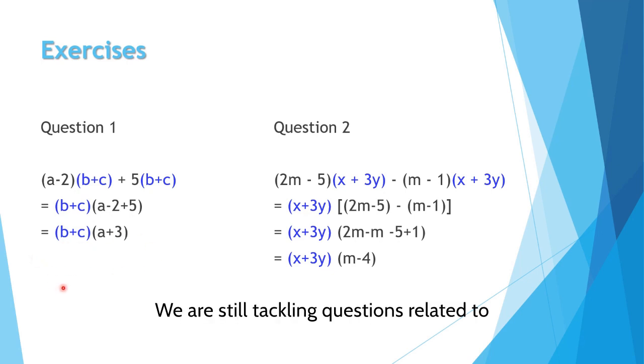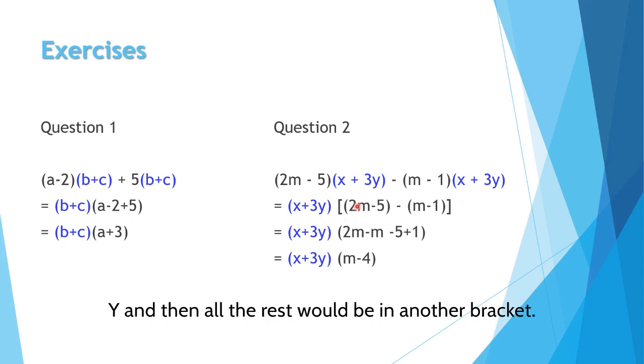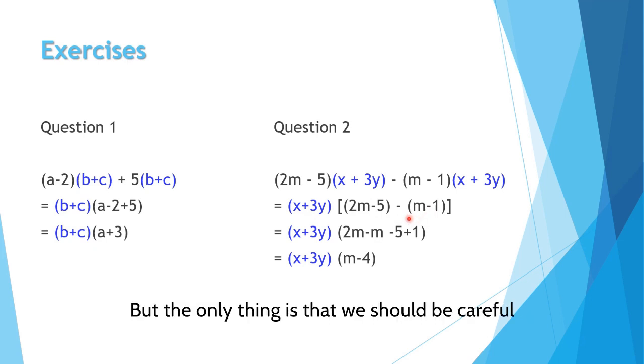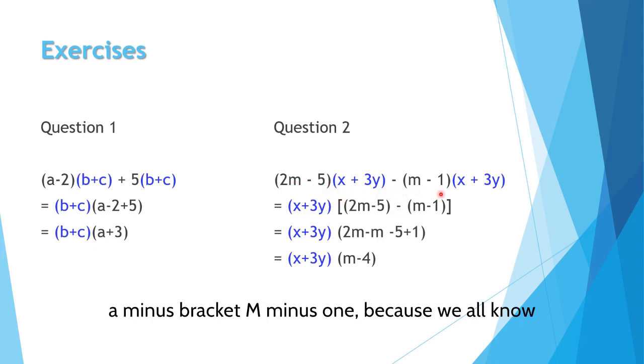We are still tackling questions related to factorization by taking out common factor. So we always need to spot which one is the common factor. For the next question, question 2, quite obvious, x plus 3y should be the common one. So we can just simply take out the x plus 3y, and then all the rest would be in another bracket. But the only thing is that we should be careful about the minus sign of 2m minus 5 and a minus bracket m minus 1.